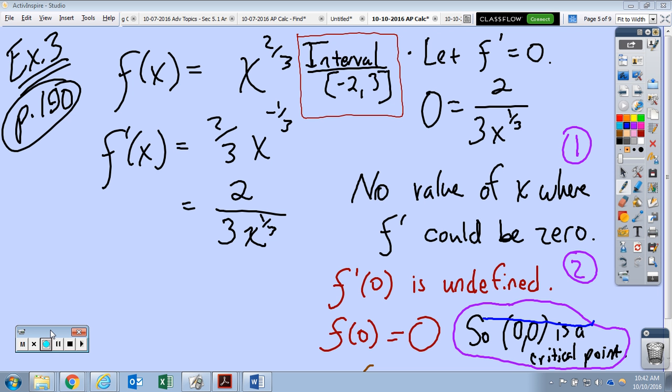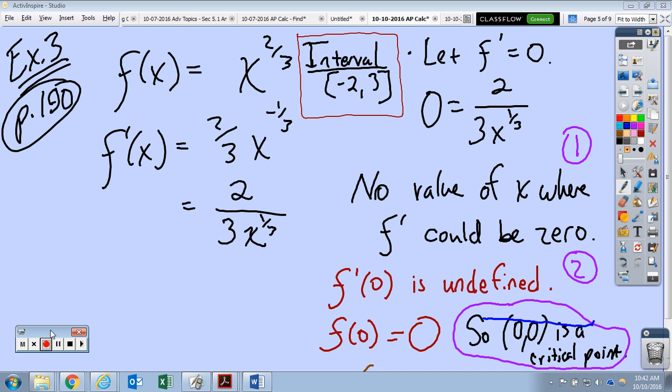So if you look at this, okay, there's no value where f prime of x could equal 0. So we take care of that. That was like step 1, okay? So what does that tell you? There's nothing to consider for that part. So then you go to the next part. Okay.